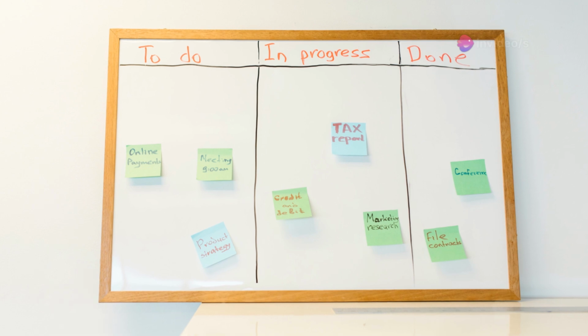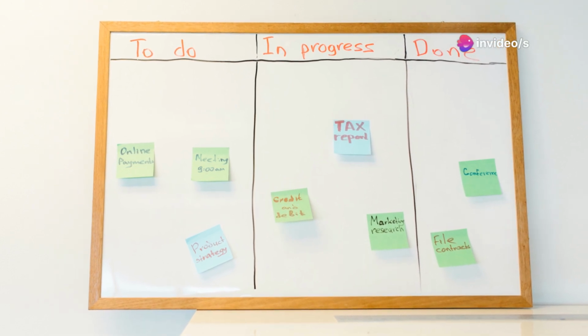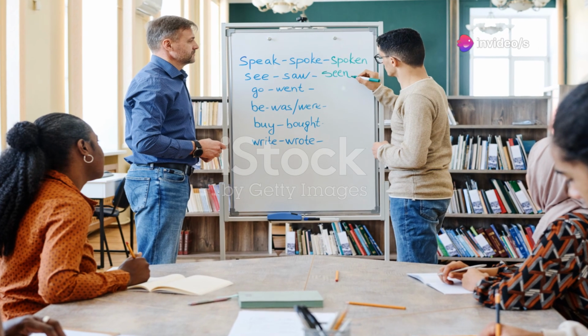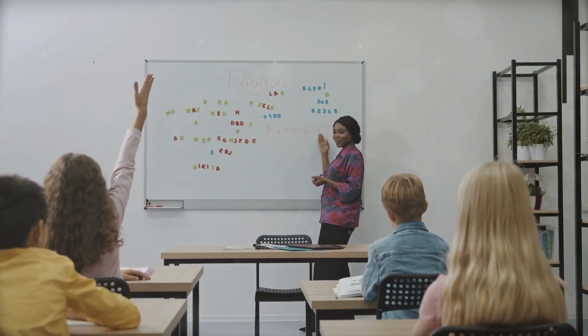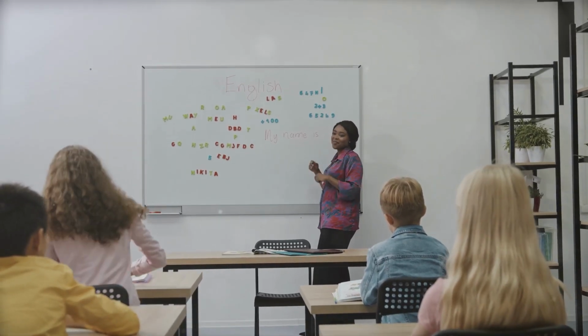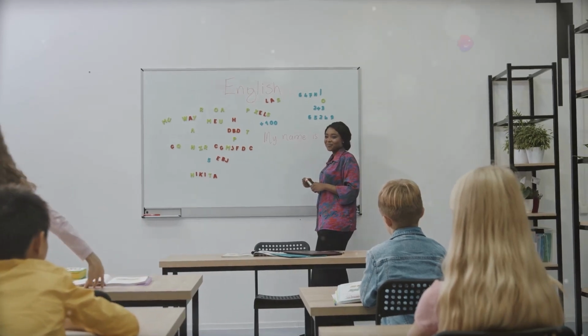To form the simple past tense, we typically add -ed to the base form of regular verbs, like walked, talked, and played. Irregular verbs, however, have unique past tense forms such as go, went; eat, ate; and see, saw.